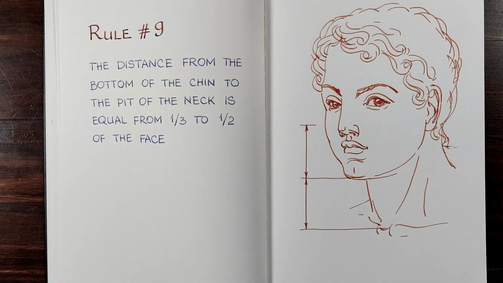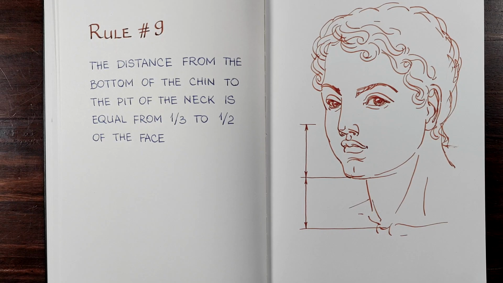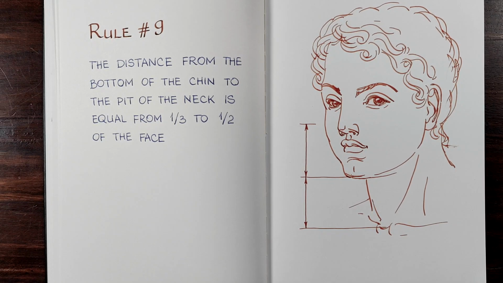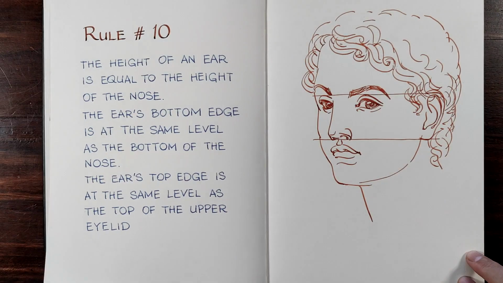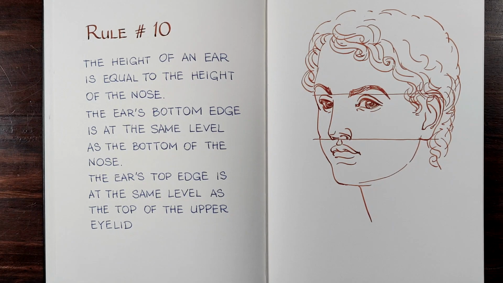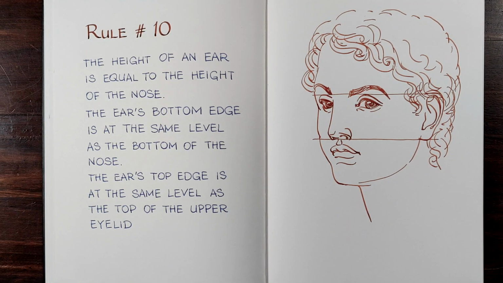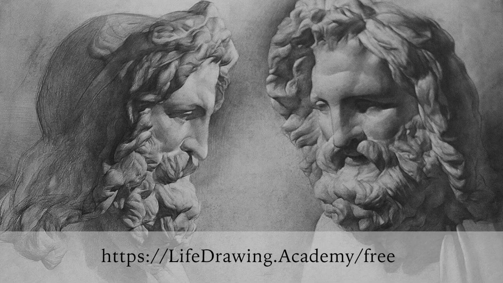Rule number 9. The distance from the bottom of the chin to the pit of the neck is equal from 1/3 to 1/2 of the face. Rule number 10. The height of an ear is equal to the height of the nose. The ear's bottom edge is at the same level as the bottom of the nose. The ear's top edge is at the same level as the top of the upper eyelid.